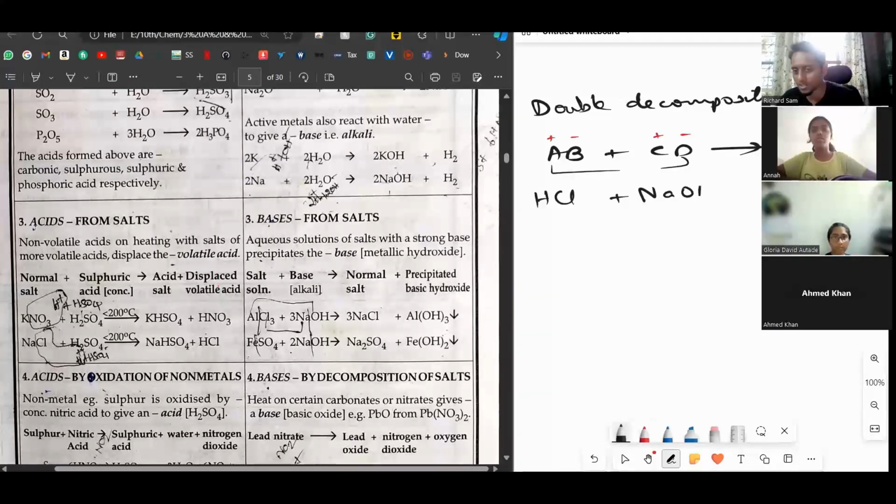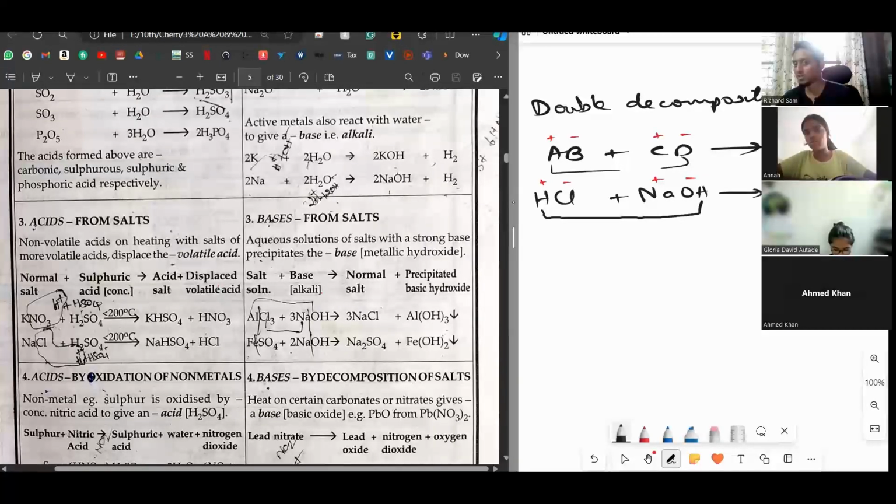HCl plus NaOH. Okay. Now in this H is the positive and Cl is the negative. Right. In NaOH, Na is the positive ion or positive radical, and OH is the negative radical. So what reaction takes place over here? H is the positive that will join with OH. Positive will not join with positive, right? H will join with the OH and form H2O. And the Na will join with the Cl. This positive will join with the Cl to form NaCl.